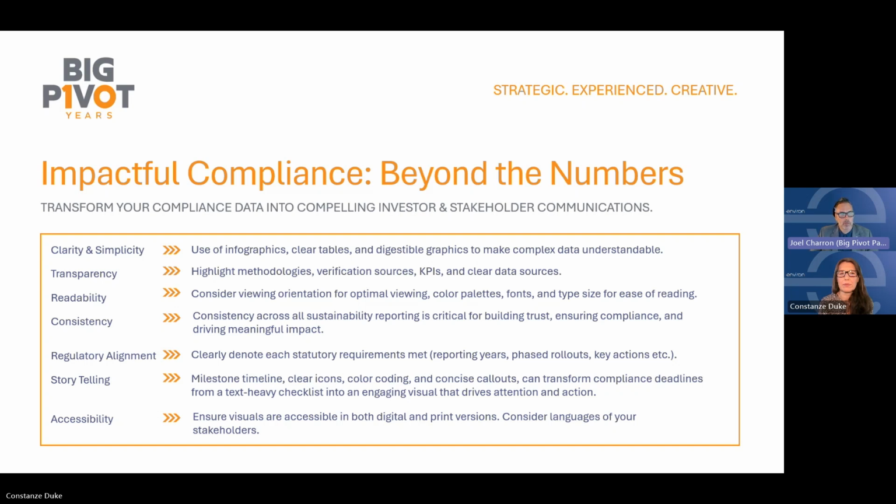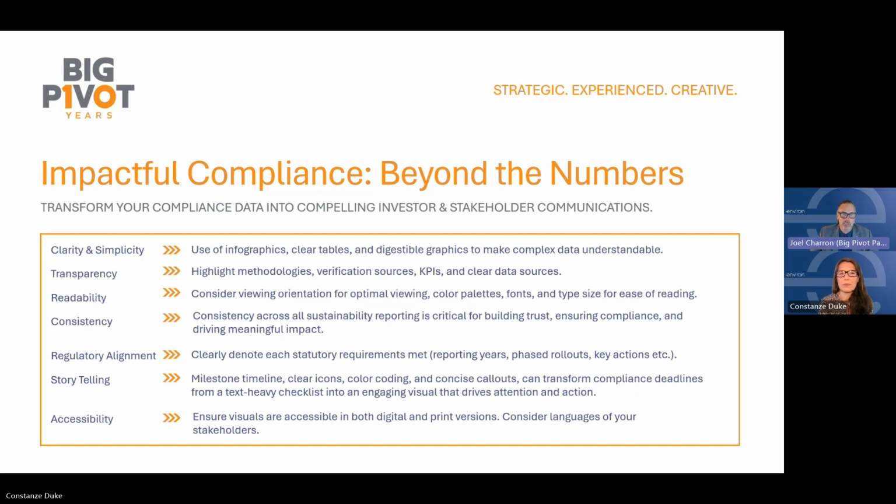I've touched on the regulatory alignment. Obviously, it just needs to be clearly denoted, right? Reporting years, phase rollouts, key actions. These are the things that will be developed through your content development and clearly communicated in the kickoff meeting that will lead into creative approaches.